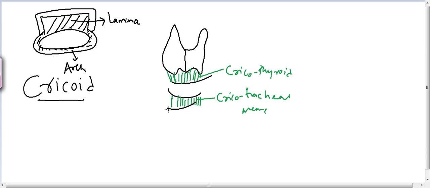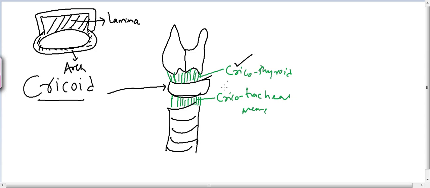So here is the trachea. Just showing you the outline of trachea. This is the cricoid cartilage, the area of interest. So there is a membrane above, cricothyroid membrane. There is a membrane below, cricotracheal membrane. This is the trachea, and this is the thyroid cartilage. Therefore, the names of these membranes are like that. Okay, this is about the membranes.